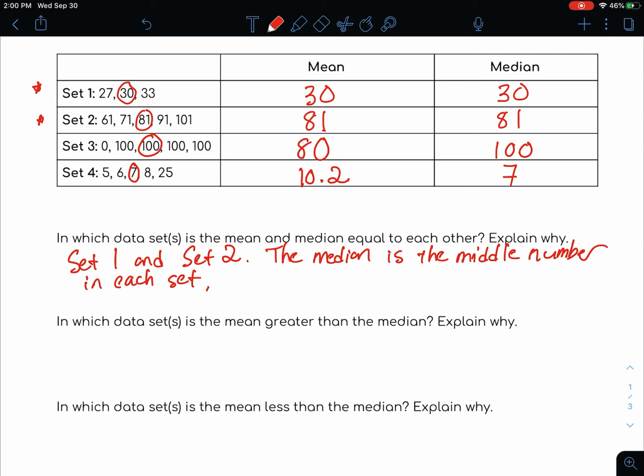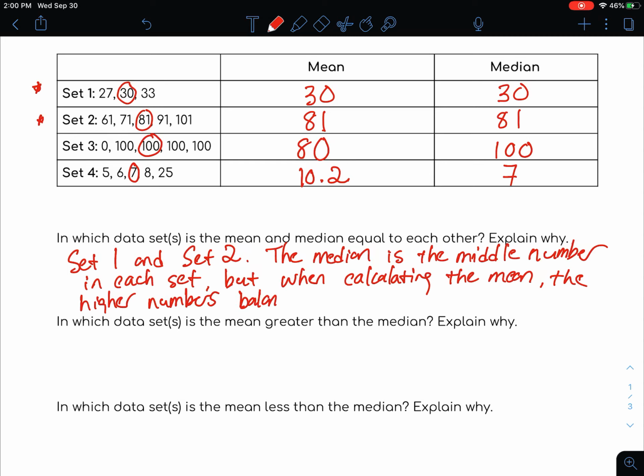But when we're calculating the mean, in these cases, the higher numbers kind of balance out equally with the lower numbers. When calculating the mean, the higher numbers balance out the lower numbers. So the mean is equal to the median in that case.